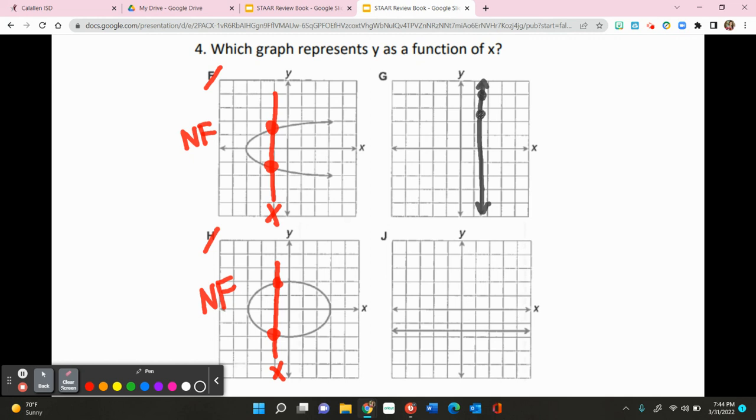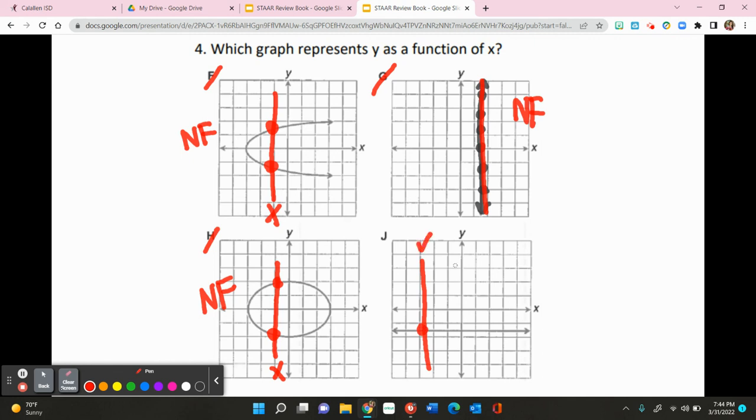So remember, this line is made up of an infinite amount of points. So when I take my marker and I draw a vertical line going down, look at how many points it goes through. It goes through an infinite amount of points, making this not a function. So anytime you have a line going up and down, a vertical line, automatically know that it is not a function.